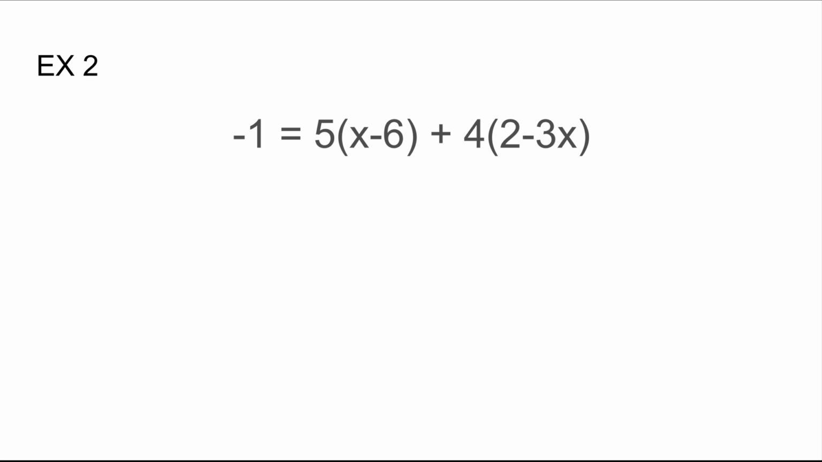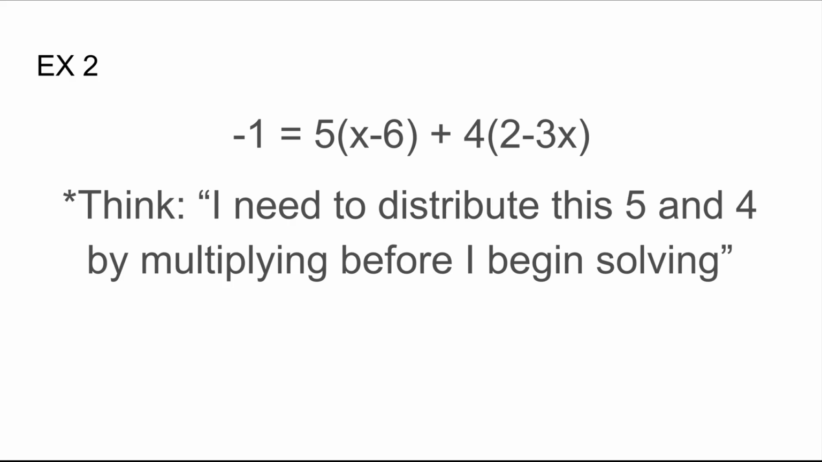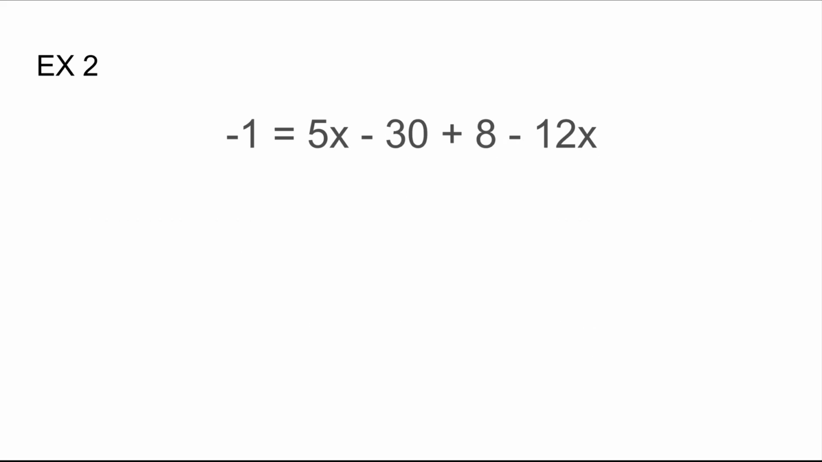Example number 2. Exactly the same, except we have 2 numbers to distribute. So first we're going to do the 5 times x, and then the 5 times negative 6. Then we'll move over, and we're going to say I have 4 times 2, and then 4 times negative 3x. So we distribute. First step. When we distribute, we will end up with our new super long fun equation.